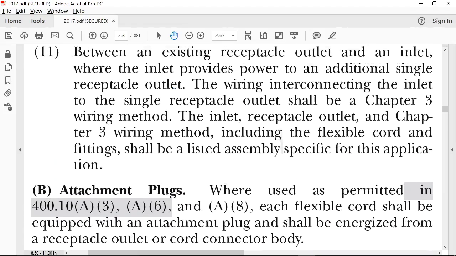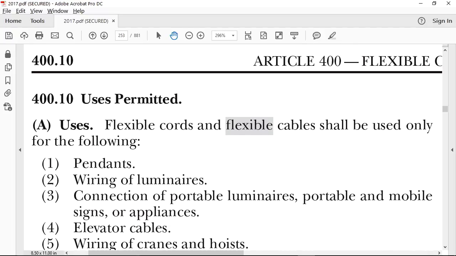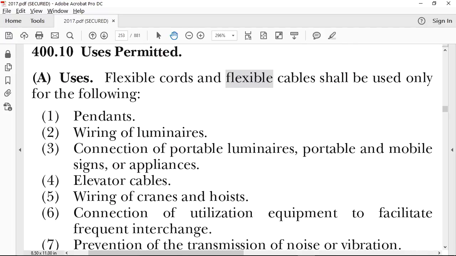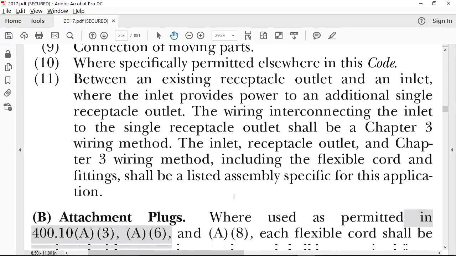So watch this. Look at Uses Permitted in 400.10. What's permitted uses? Flexible cords and flexible cables. You can't even use a power supply cord. But yet, here you are, the title doesn't cover it, the scope doesn't cover it, the uses permitted doesn't cover it, but they wanted to stop me from saying that you can use it.